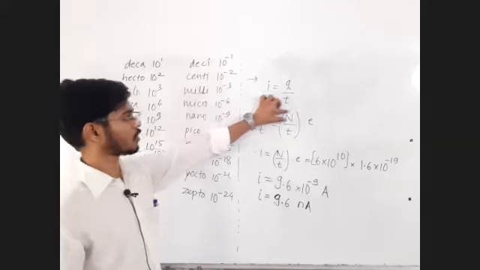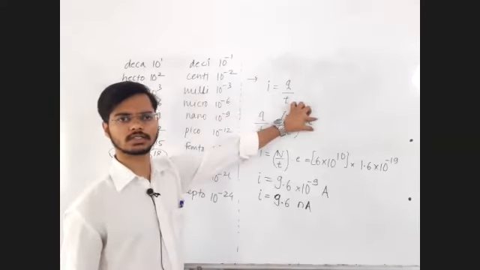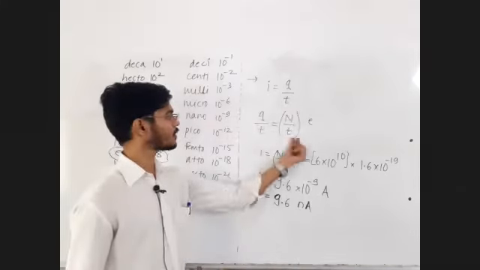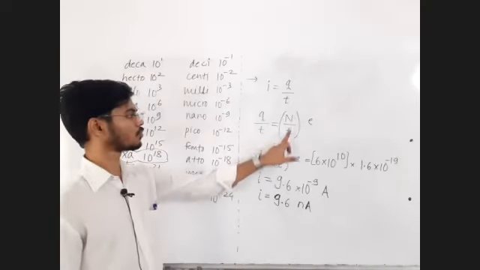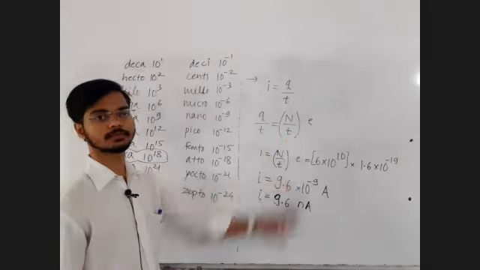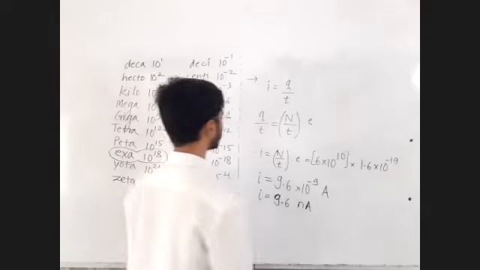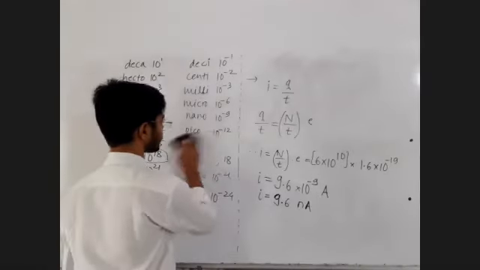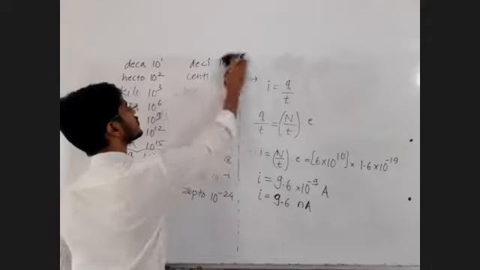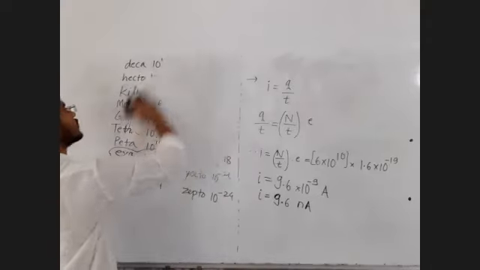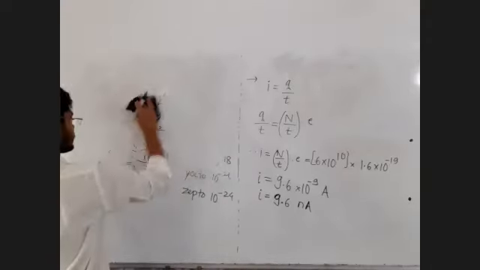Charge is equal to number of electrons flown into charge on single electron upon time. So number of electrons flown per unit time, that was already given. Okay. So now let us find out current density. But before that, electron is a negatively charged particle.